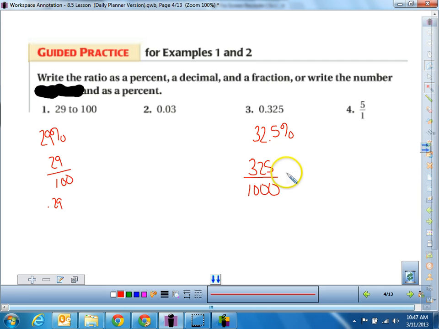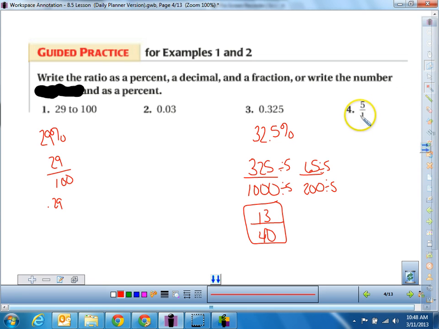So I know I can simplify this. If I divide them both by 5, I'm going to go ahead and get 325 divided by 5 leaves me with 65. And 1,000 divided by 5 gives me 200. Well, they both end in a 5 or a 0, so I know I can divide them by 5 again. So I'm going to go ahead and divide them by 5. And when I do that, 65 divided by 5 leaves me with 13. And 200 divided by 5 is going to leave me with 40. Now 13 I know is a prime number, so this is as low as I can go. So that's it. That's my decimal, or my decimal is up here, my percent, and my fraction.